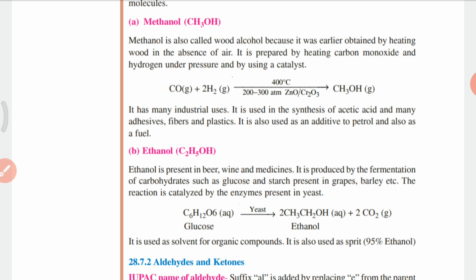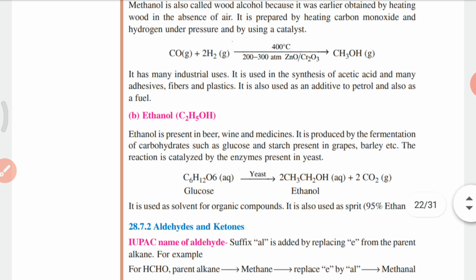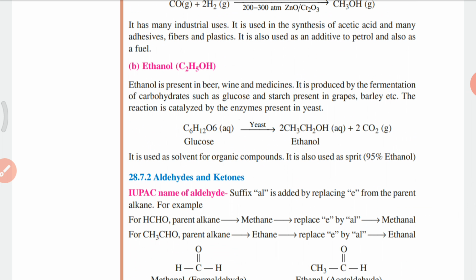Ethanol is produced by the fermentation of carbohydrates such as glucose, starch, etc., present in grapes and barley, and also we can make alcohol by adding yeast to sugar. The process is known as fermentation. You may have heard about fermentation, and you studied it in your previous class. Ethanol is used as a solvent for organic compounds, and as a spirit, 95% ethanol. By adding spirit, we can change anything to alcohol in the desired quantity.